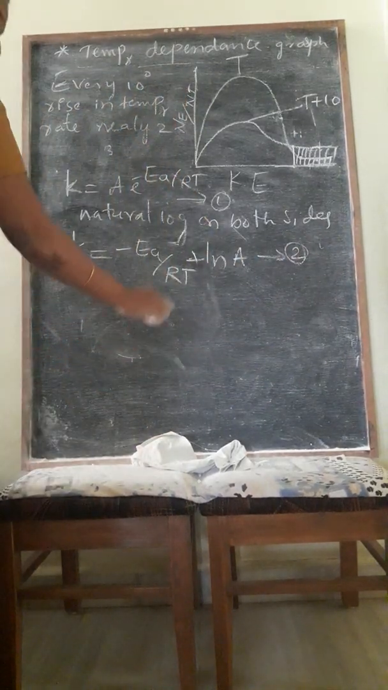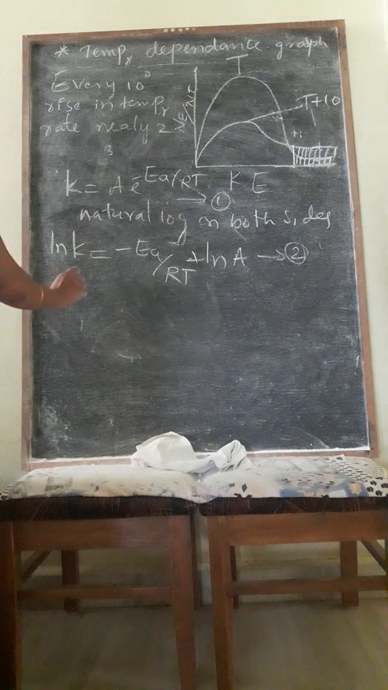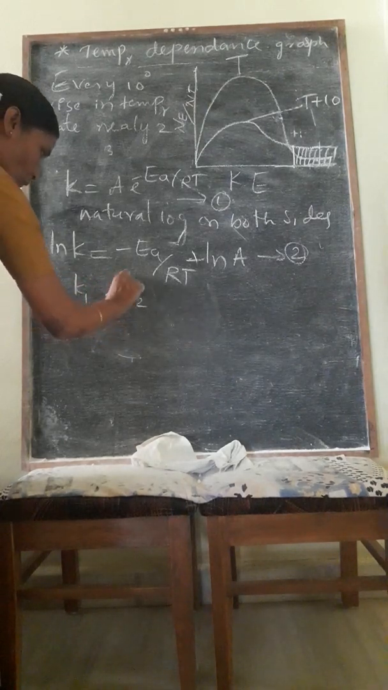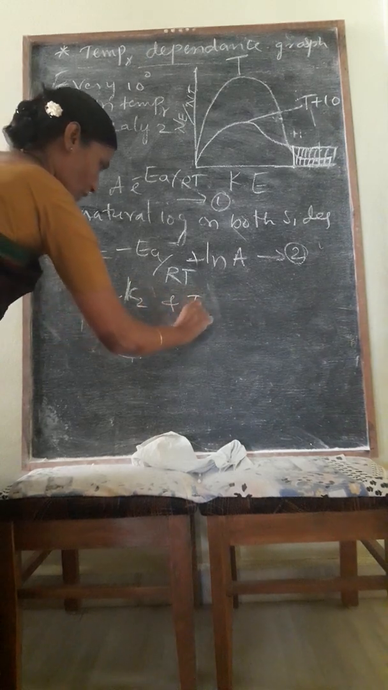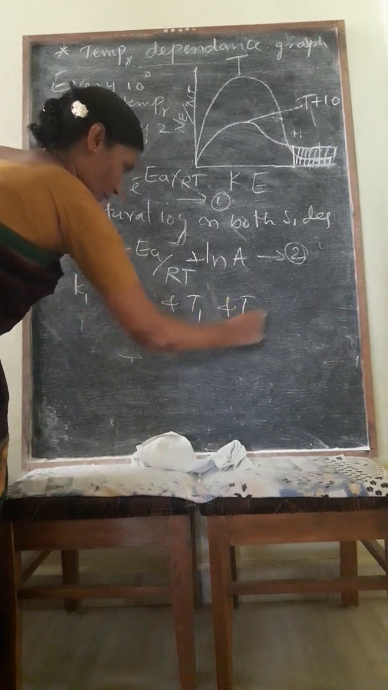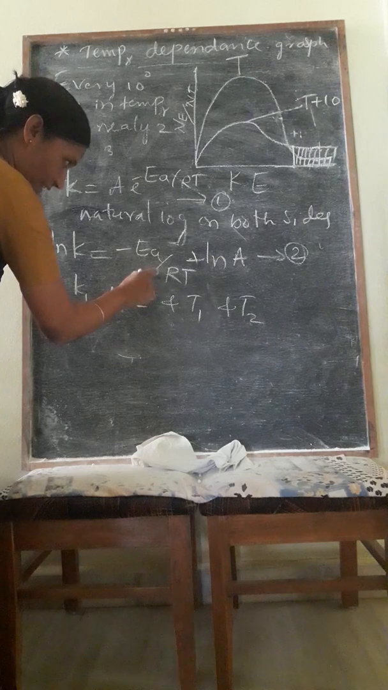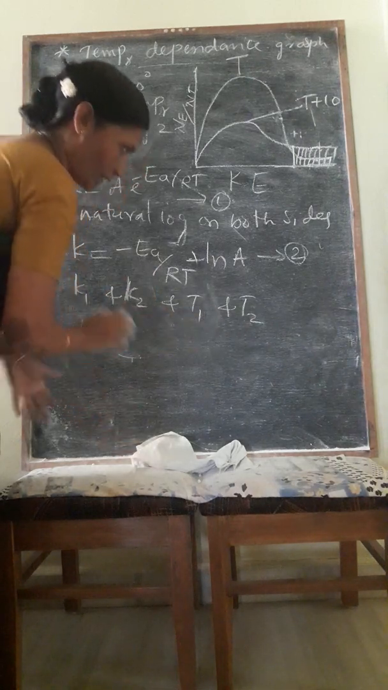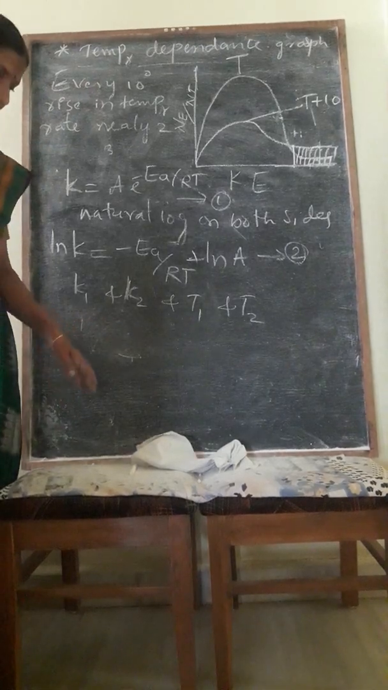You can take it at two different times, k1 and k2 and temperatures T1 and T2. I will represent this second equation at two different rate constants and two different temperatures in the next class. Okay.